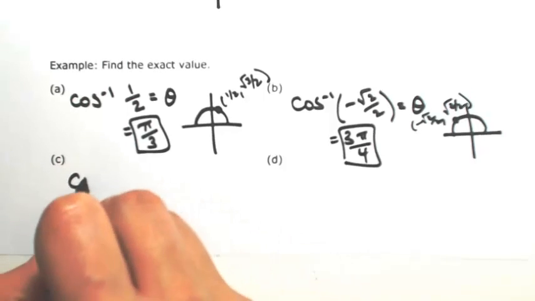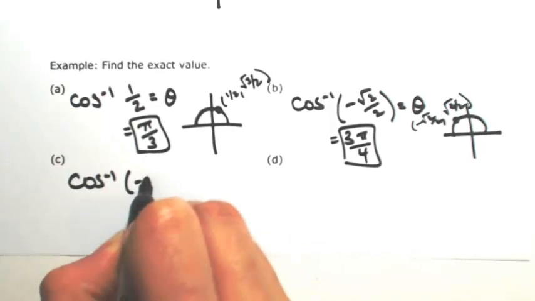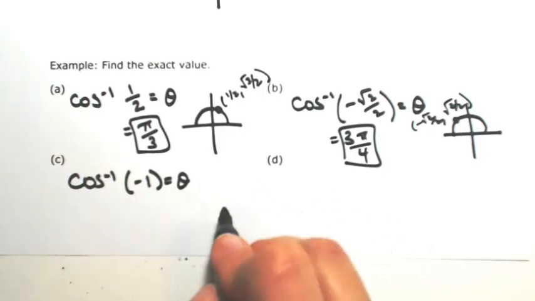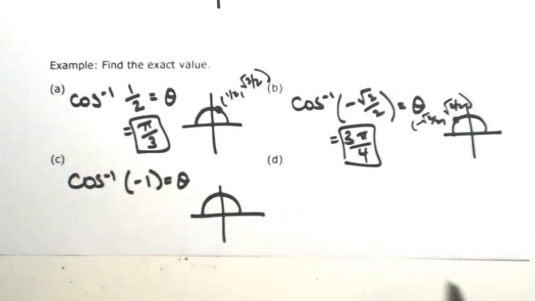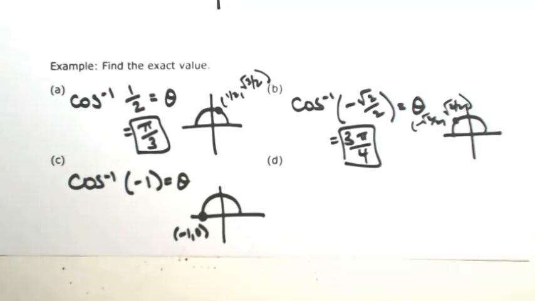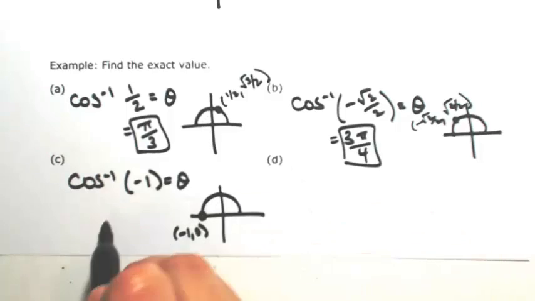Okay, a couple more. Let's say the inverse cosine of -1. Again, this is an angle, somewhere between 0 and pi. So I'm looking for where the x-coordinate, because it's cosine, is -1. So that's on the far left of the unit circle at -1, 0, which is pi.